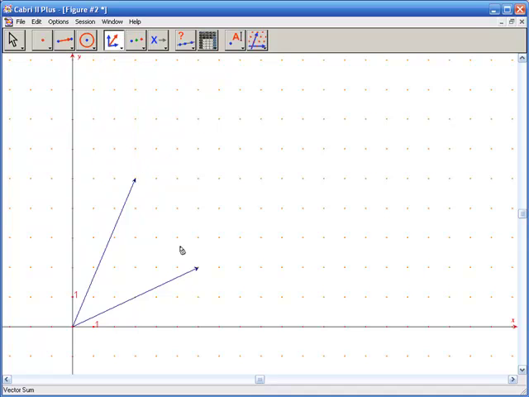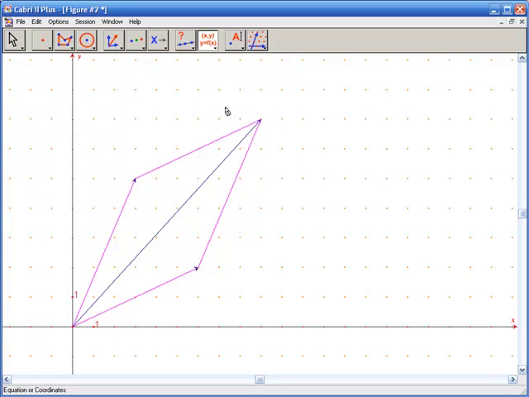Okay, vector sum of these two. From the origin again, we're going to form the parallelogram here. Then we're just going to take the coordinates to make sure that this is in fact the sum of these two points here. And it would appear that 3 plus 6 is 9 and 5 plus 2 is 7. So that appears to be the sum.